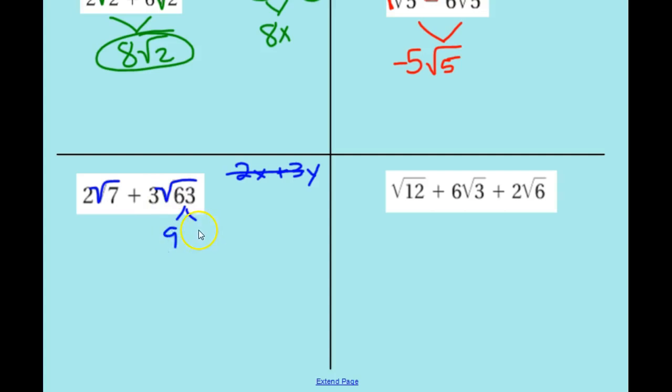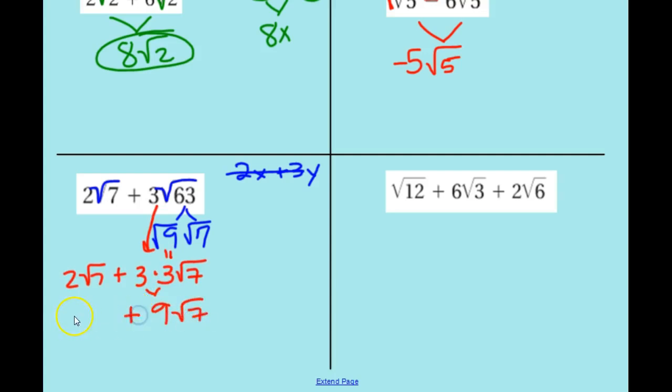I know 9 times 7, that's 63? Yeah. So square root of 9 times the square root of 7 is really square root of 63. So the square root of 9 is really just 3. And we have the square root of 7. But there's also this 3 out front. So we really have 3 times 3 is 9 square roots of 7 plus 2 square roots of 7. Now they have the same square root, so 9 and 2 make a total of 11 square roots of 7. So if you don't have the same number under the square root, see if you can get it to be the same.